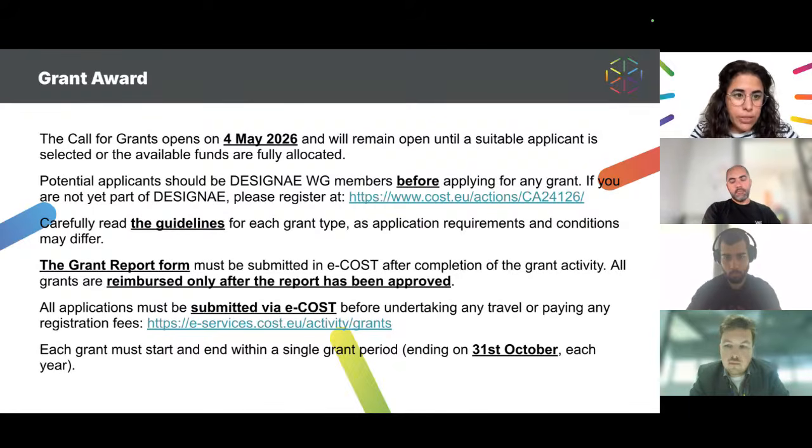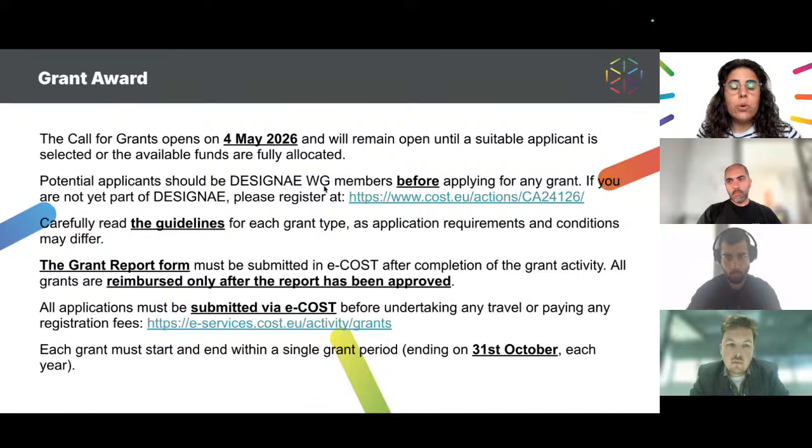Very important here, all the calls will open on the 4th of May and will remain open until a suitable applicant is selected or the available funds are fully allocated. Please do not apply before this day, otherwise your application will be rejected by the grant award coordinator.